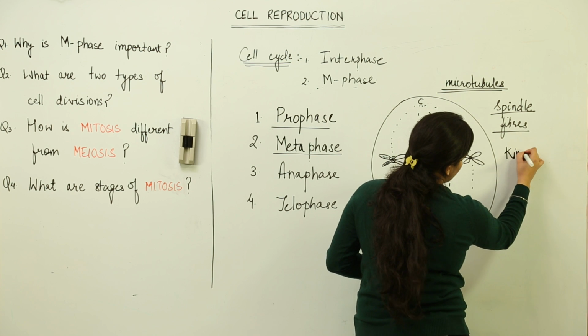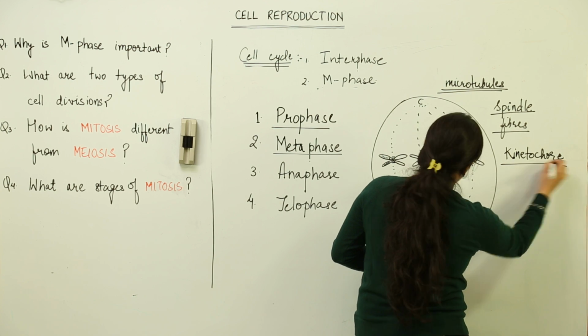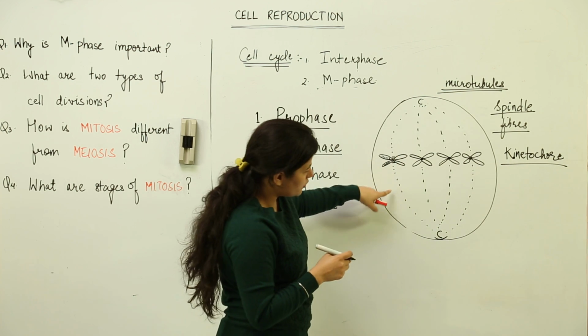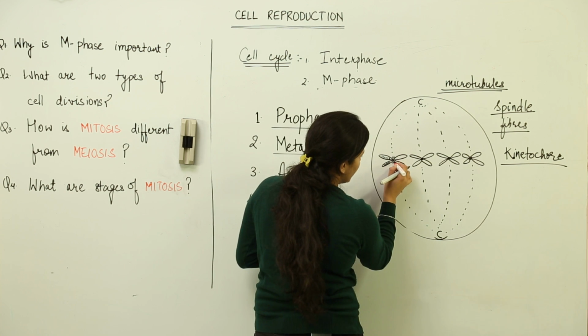Alright. Now there is a pad-like structure which is present at each centromere known as kinetochore, over which the spindle comes and attaches itself. Kinetochore is present on each centromere, both the sides. The spindles come and attach themselves at this position known as kinetochore.